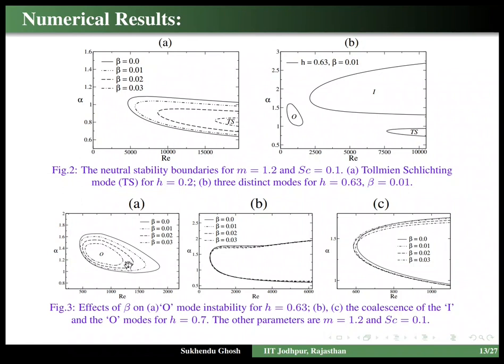Also, we have captured the effect of wall velocity slip. The wall velocity slip parameter is this beta, and we could see that wall velocity slip can have great control on these instabilities by stabilizing the overlap mode, because that is the most dangerous one. It occurs at very small Reynolds number. RE is the Reynolds number. So this is the dangerous one, and wall velocity slip can stabilize this kind of dangerous mode.